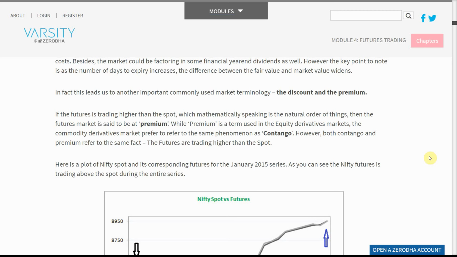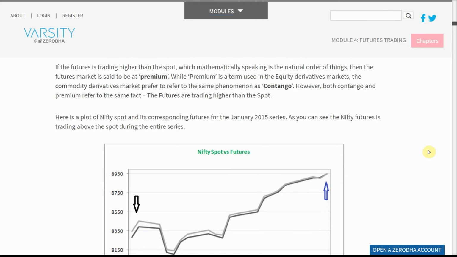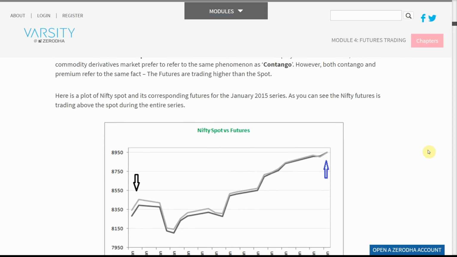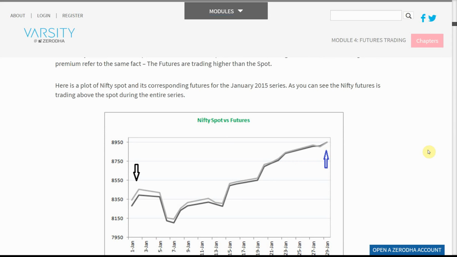While premium is a term used in the equity derivatives markets, the commodity derivatives market prefers to refer to the same phenomenon as contango. However, both contango and premium refer to the same fact: the futures are trading higher than the spot. Here is a plot of Nifty spot and its corresponding futures for the January 2015 series.